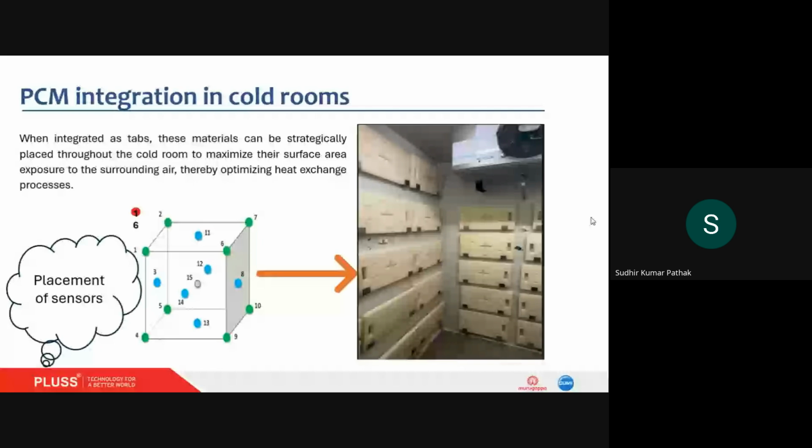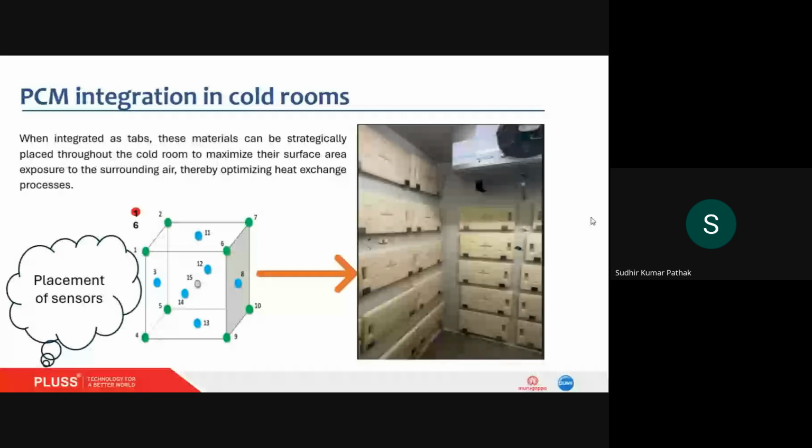So there may be ingress of heat from a particular wall. So we have to place the PCM in different walls strategically. That's how we can balance or stabilize the temperature and manage it.